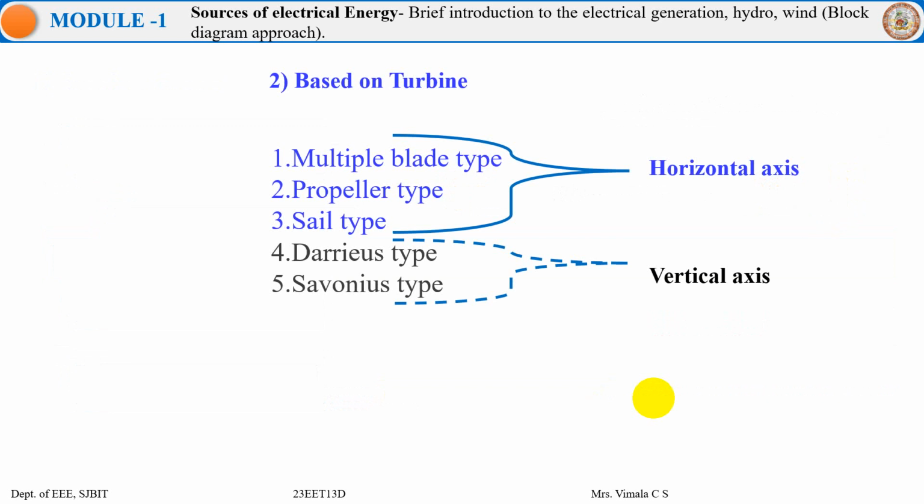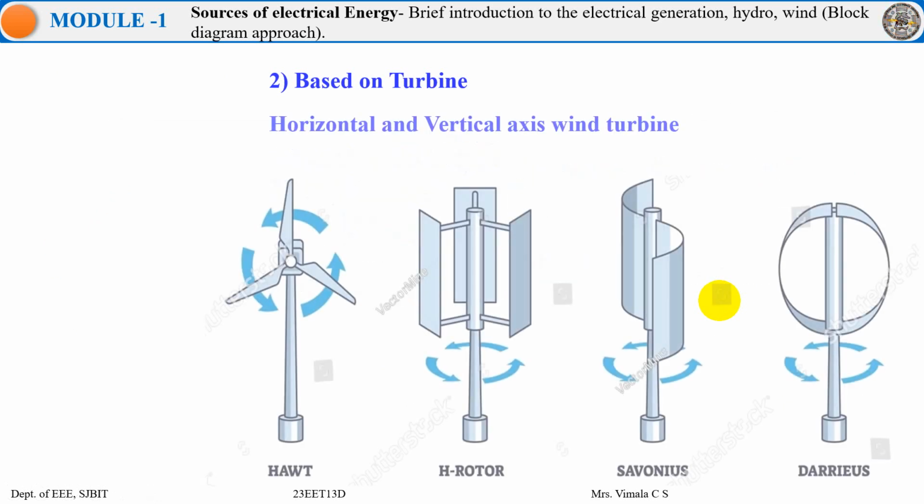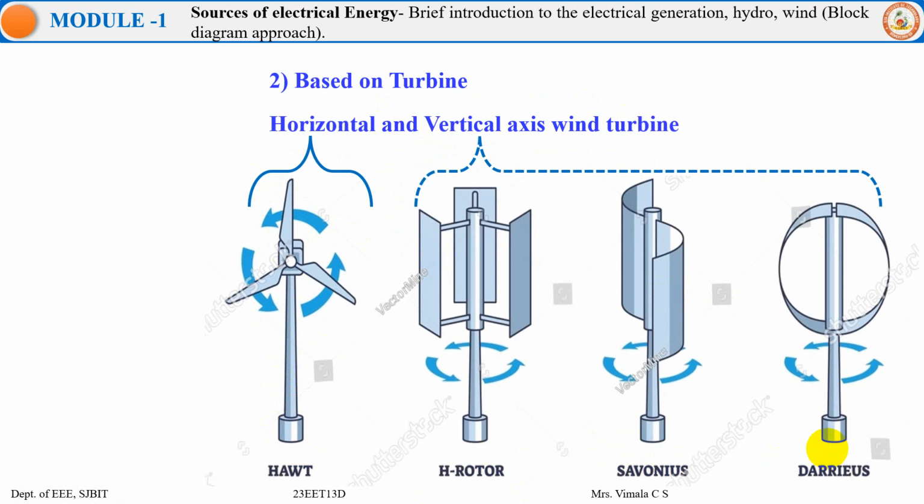Now, based on turbine, we can have multi-blade type, propeller type, sail type, which result in the horizontal axis turbine, and Darrieus type and Savonius type, which are vertical axis turbines. Normally, we go with the horizontal axis, that is the propeller type. So we have HAWT and VAWT, that is horizontal and vertical axis wind turbine. So horizontal is HAWT, and vertical would be H-rotor, Savonius and Darrieus.